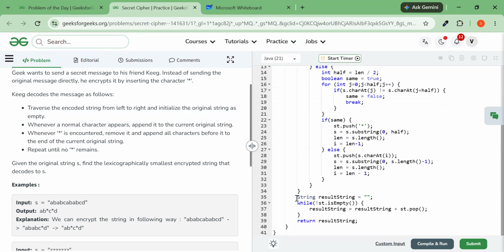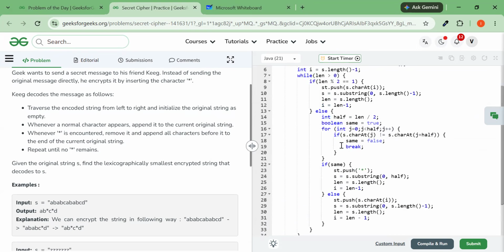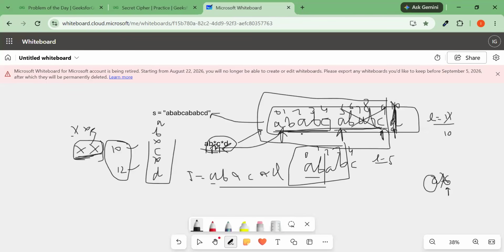And what I'm doing finally is taking the resultant string, checking while the stack is not empty, taking those characters, and finally returning the resultant string. Here, one thing you mostly have to understand is how we are reducing the length of this substring, when we don't require the last character and when we require the last character.